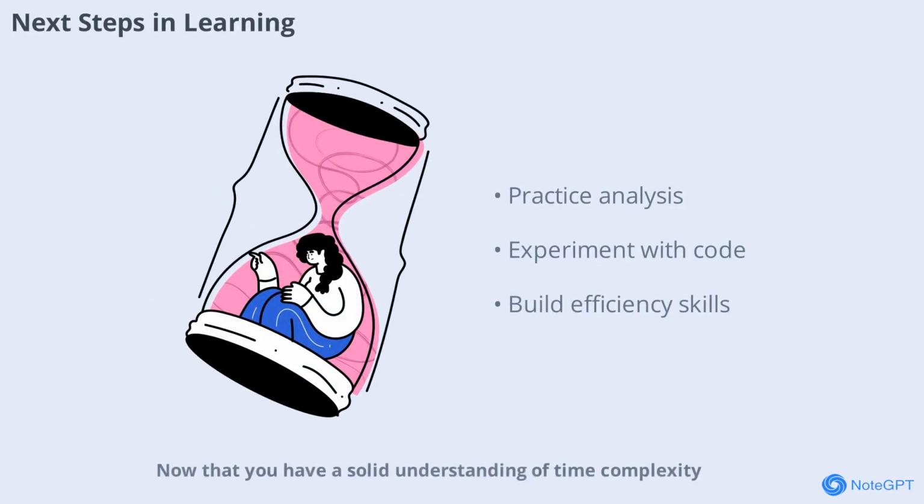Now that you have a solid understanding of time complexity, the next step is to practice analyzing real algorithms. Try breaking down the time complexity of your favorite sorting or searching methods and experiment with different data structures. The more you practice, the more intuitive these concepts will become, helping you write faster, more efficient code.